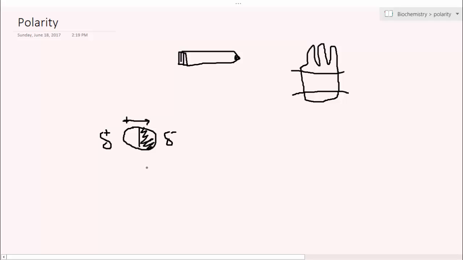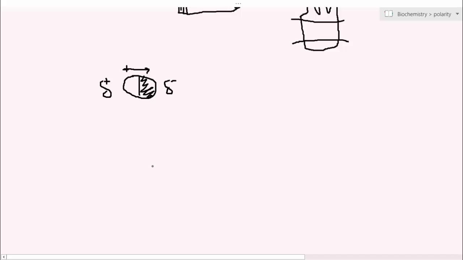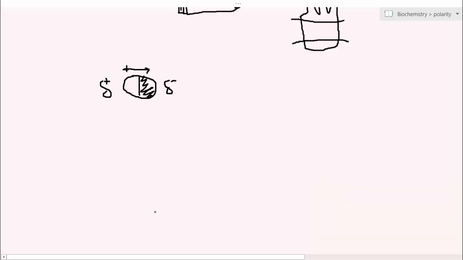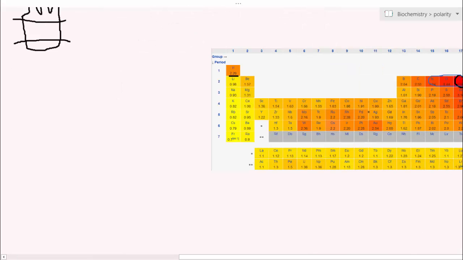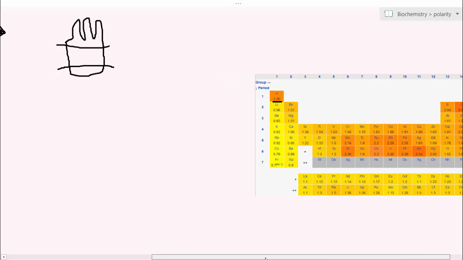Why does this happen? Why are electrons not equally distributed throughout this molecule? Because of differences in electronegativities. What is electronegativity? It is the tendency of an atom to attract electrons to it. For example, this is a table of electronegativities of atoms. Fluorine has the highest electronegativity, and the closer you go to it, the higher the electronegativity is. Oxygen and nitrogen also have high electronegativities.